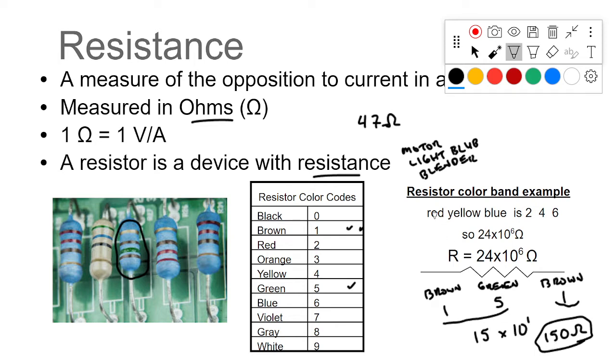There's another example. If you had red, yellow, blue, you'd come over here and go 2, 4, 6. You put the first two numbers there.